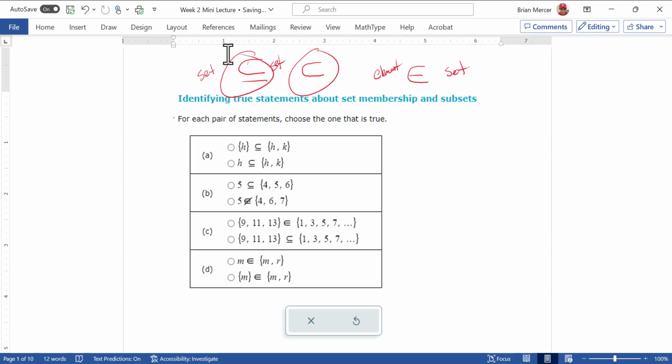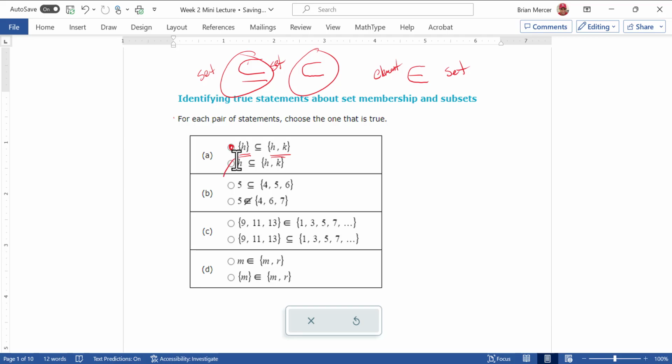So when we look at this very first question, you're supposed to choose the one that's true. This first one is saying the set that just contains H is a subset of this set. The one on the left is a set that contains H. The one on the right is a set that contains H and K. So this is definitely true that this one is a subset of the other set.